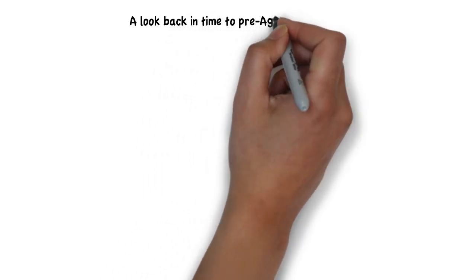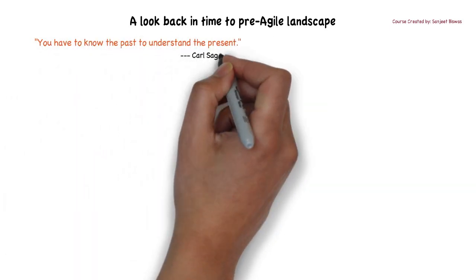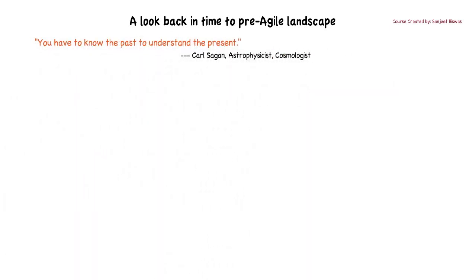Let's take a look back in time to the pre-Agile landscape. As the famous American astrophysicist and cosmologist Carl Sagan once said, you have to know the past to understand the present. So let's look at a historical accident that led to the creation of the waterfall development process.